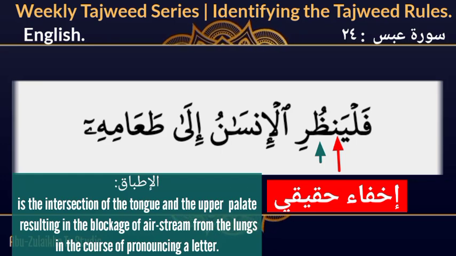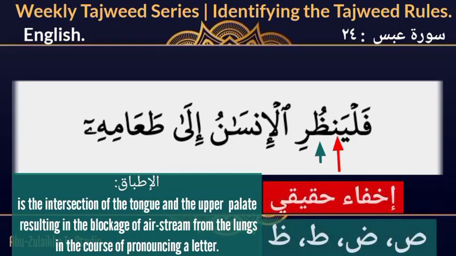So al-itbaq means the intersection of the tongue and the upper palate, resulting in a blockage of the air stream from the lungs in the course of pronouncing a letter. And the letters we have in terms of al-itbaq are four in number, where we have the first letter sad, we have letter dad, then we have letter ta and letter za. So all these letters, whenever you come across them, they are heavily pronounced. That is, they have at-tafkhim. Do you understand? So that is why the sound of this nasalization is heavier. Is heavy. Do you understand?